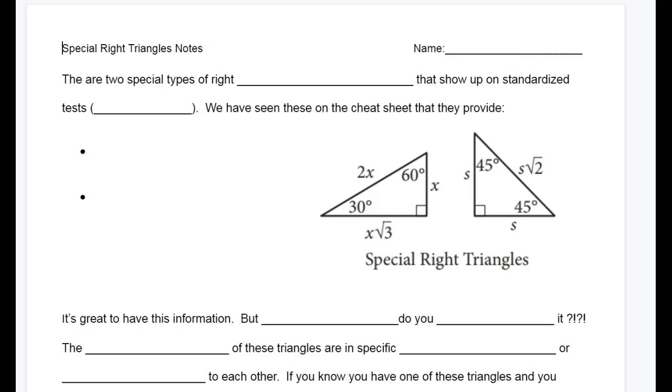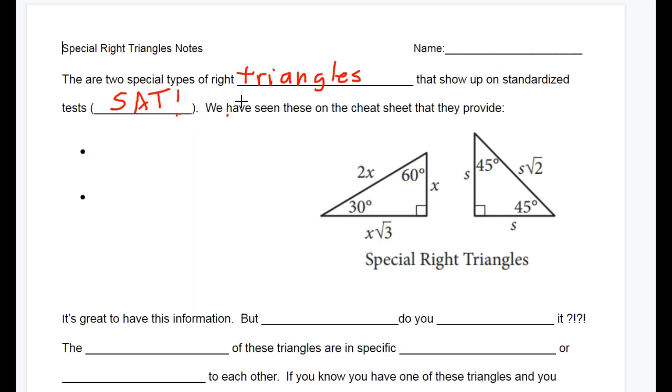Hello, class. Today we're going to be talking about two special types of right triangles. Well, there are two special types of right triangles. Go figure. That show up a lot on standardized tests. We're talking mainly about the SAT. Okay, it's a big focus here.